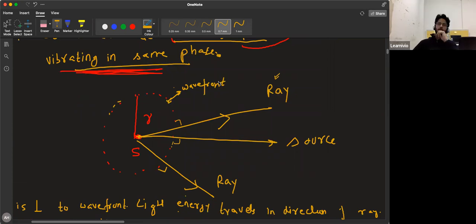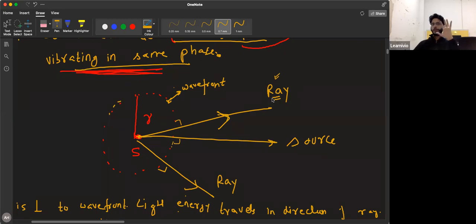Now after the wavefront, if you want to draw rays, we draw perpendiculars on the wavefront. All perpendiculars on the wavefront will represent rays. So this is a sphere. I'm drawing normals on the surface of the sphere. To draw a normal on the surface of a sphere, we take radial directions. All radii are perpendicular to the wavefront. So these are the radial directions, and these radial directions represent rays.